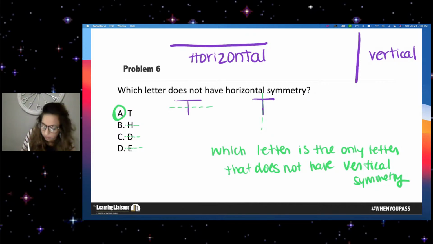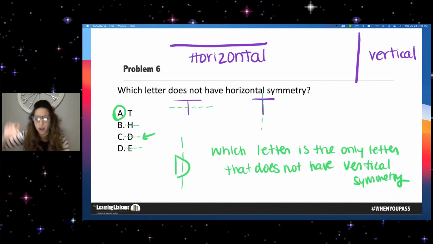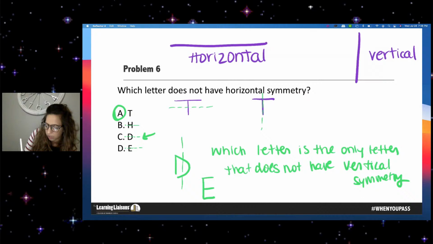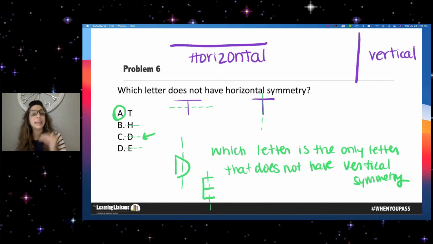D, so like the letter D doesn't have vertical symmetry. So let's explore that. D, when I draw a line there, the hump does not look like the straight line. And E, you are correct. I was thinking it was only E, but I was way wrong. E does not have vertical symmetry either. T and H do have vertical symmetry. Excellent job.